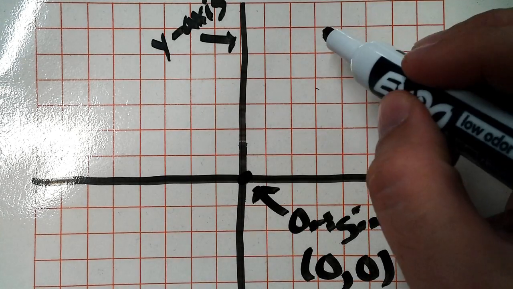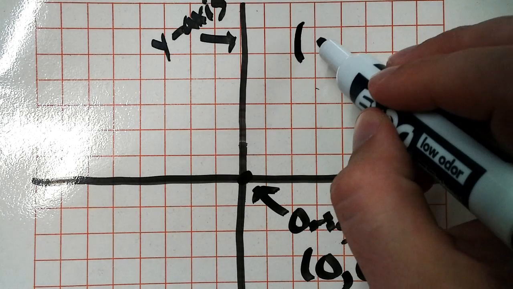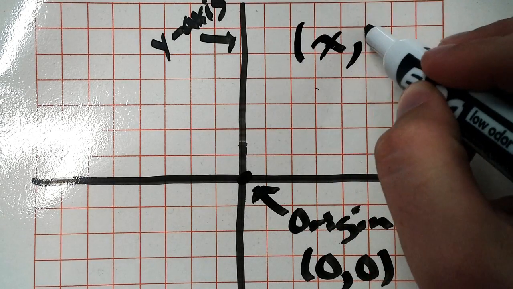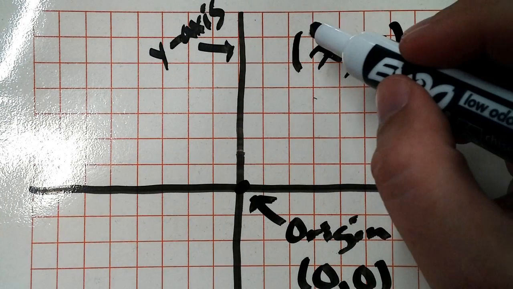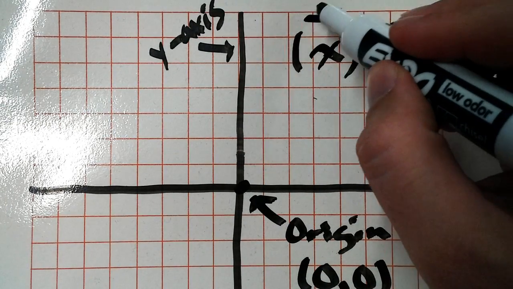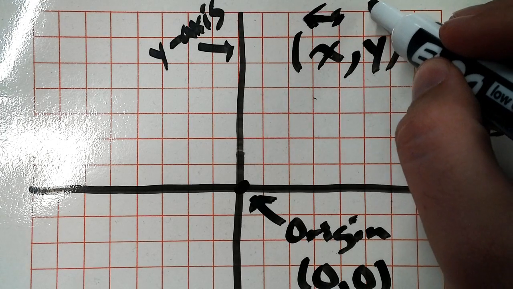Every point is going to be listed as an ordered pair, and it's going to be x, comma, y. Whatever the x value is, that goes first, and x values, remember, go left to right, and y values go up and down.